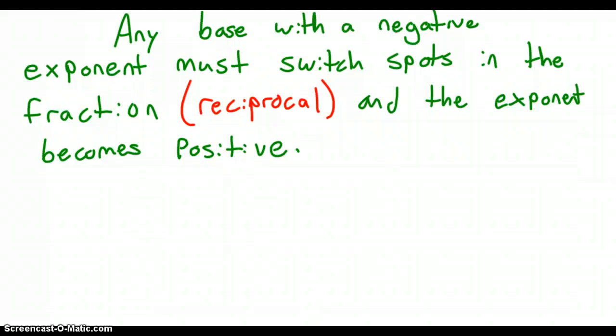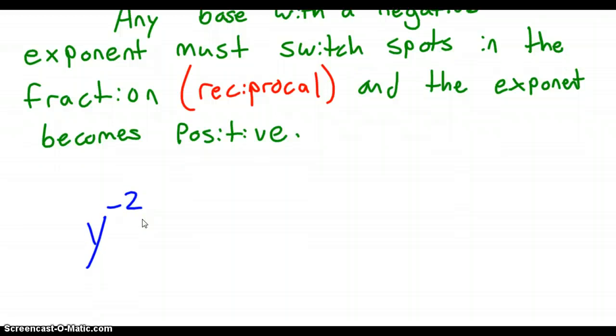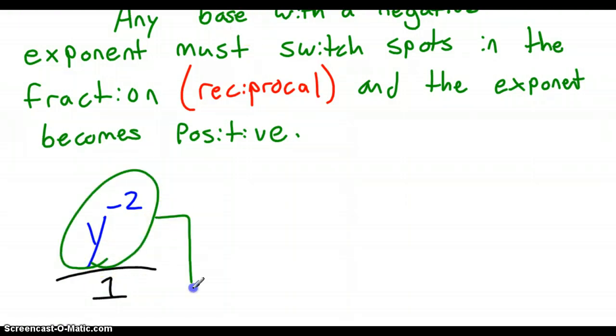Alright, so say I just have a base. What if my base is a y? And I've got a y to the negative 2 power. That negative exponent tells me I'm going to need to switch spots in the fraction. Now right now, we know that this y is our numerator. It's on top of our fraction, and we have an invisible 1 down here. And that negative exponent tells me I'm going to have to take this base, this negative exponent, and switch its spots in the fraction. So our y is now going to be on the bottom, our denominator, and its exponent will turn positive.